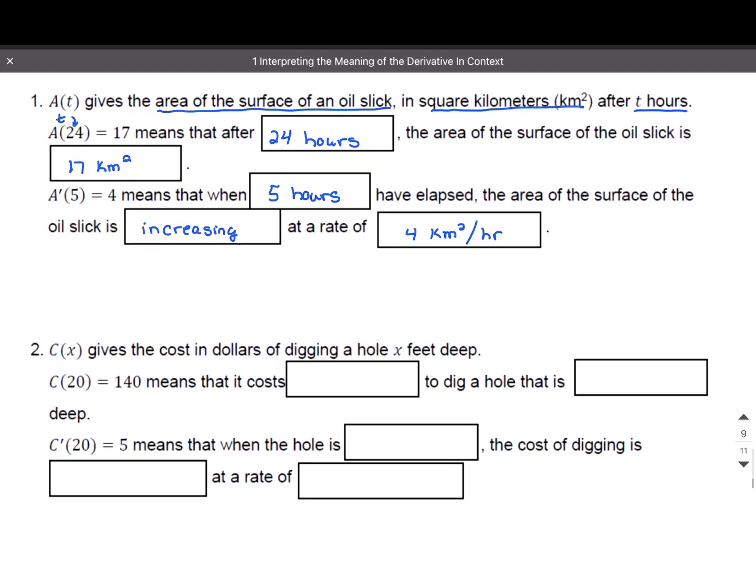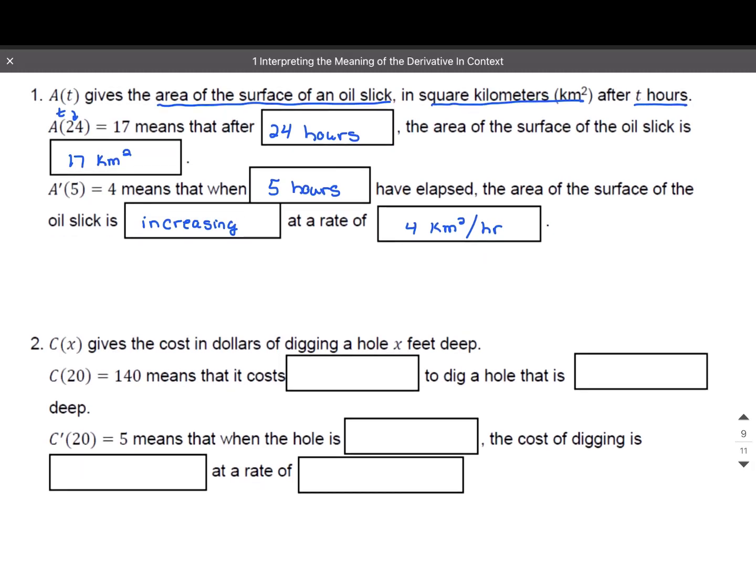Number 2, C of x gives the cost in dollars of digging a hole x feet deep. C of 20 equals 140 means that it costs $140 to dig a hole that is 20 feet deep. C prime of 20 equals 5 means that when the hole is 20 feet deep, the cost of digging is increasing at a rate of $5, that's the unit on C, per the unit on the x, which is feet.